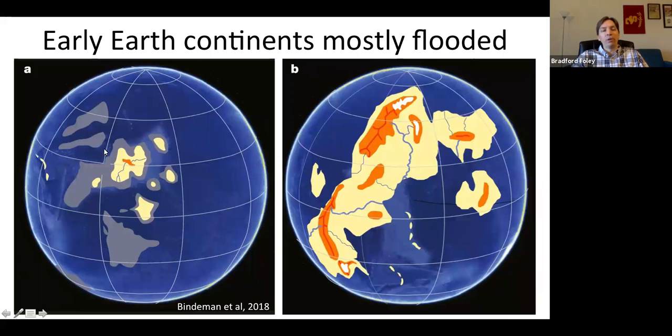So the early Earth might have looked something like this, with just tall mountains sticking up above sea level, and then even whatever continents were present might have been mostly submerged, not really emerging above sea level till possibly later in the Archean or the end of the Archean.